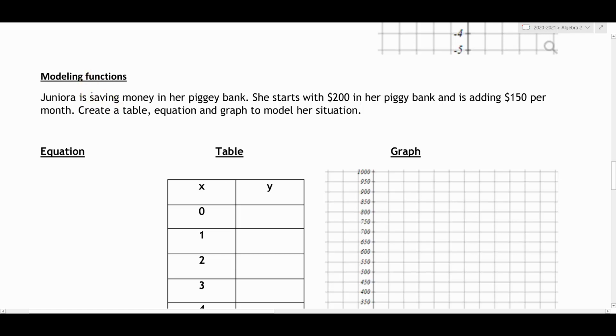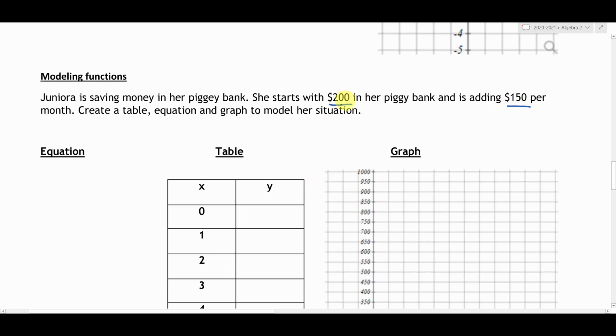Okay. So the way that these kind of problems are going to start, they're going to give you a scenario, right? So this is a situation, and you need to take this situation. It's a common everyday situation, and we want to turn it into one of the 3 representations that we have been learning about: equation, table, graph. Okay, and that's what it means to model. We're taking something that's happening in real life, and we're using mathematics to model it so that we can analyze that situation. Okay, now it tells us that Janora here starts with $200 in her piggy bank and is adding $150 per month. Okay, so they're giving us a starting value, and they're giving us a rate of growth.